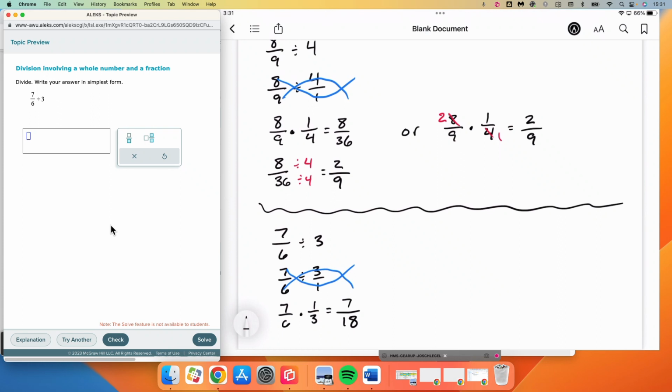I'm not going to demonstrate the cross-canceling method for this one because you wouldn't be able to cross-cancel anyway. 7 and 3 do not have common factors, and neither do 1 and 6. So for this one, we are going to have 7 over 18.